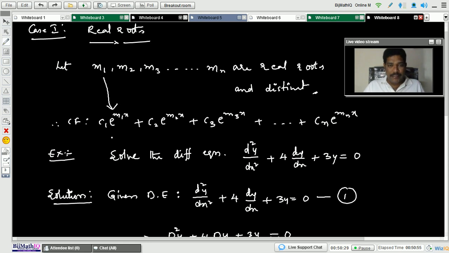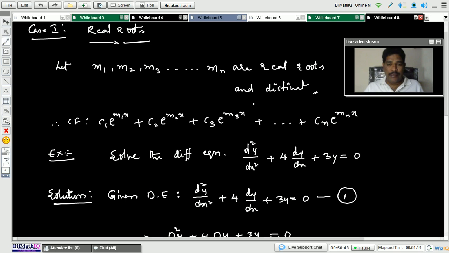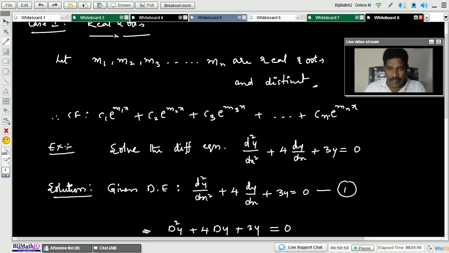Okay, first root, how can you write? Like this: C1 into e to the power of m1 into x, plus second root C2 into e to the power of m2x, plus if it is the third root like this, if it is the fourth root like this, if nth root like this. Okay, this is the way you need to write the complementary function.